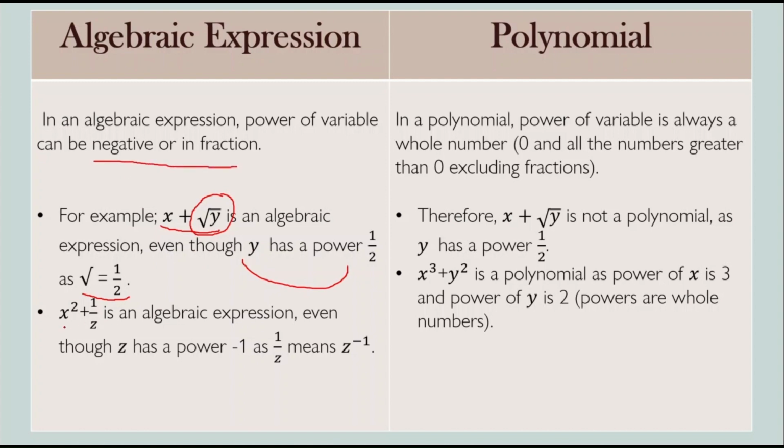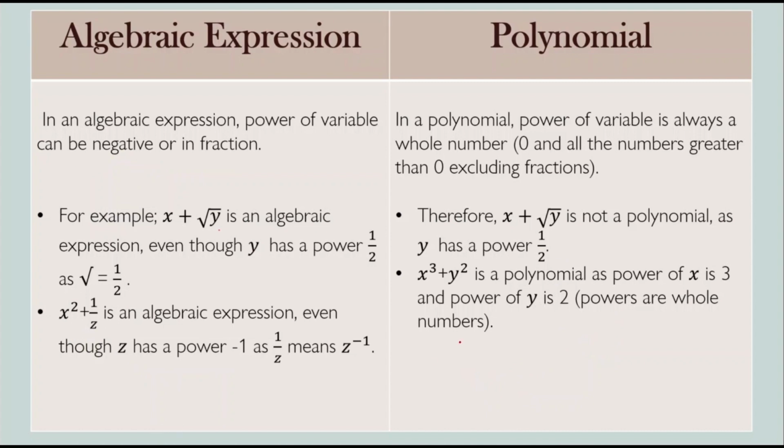Similarly, in x square plus 1 over z, 1 over z is nothing but z raised to the power of minus 1. Why? Because when I'm writing 1 over z in normal form, z is raised to power 1. As soon as I move it to the numerator, it is z raised to power minus 1. So the power is negative. But in an algebraic expression, power could be negative, so this is an algebraic expression. But both of them would not be polynomials, because polynomials cannot consist of variables which have fractional powers or negative powers. Right?